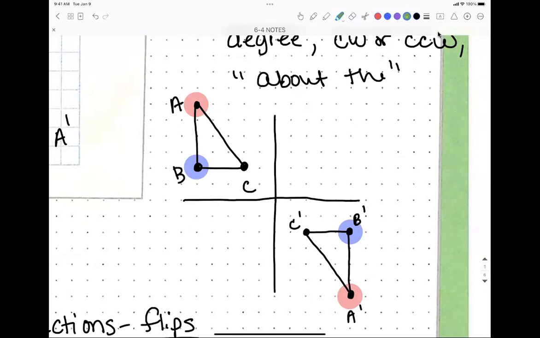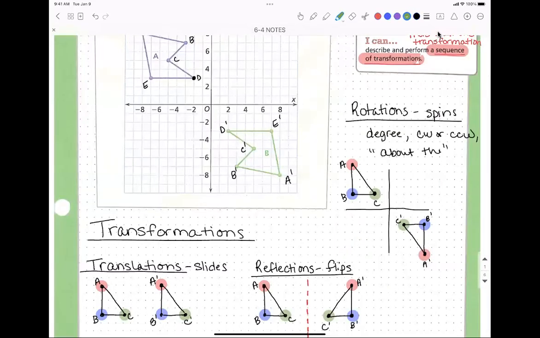And then the C stayed in the middle or stayed closest to the origin, and C is still closest to the origin. Okay, so that's an example of a rotation. Again, you have to look at how your vertices are named. Okay. All right, so that's just a real quick kind of review of what we've done so far.